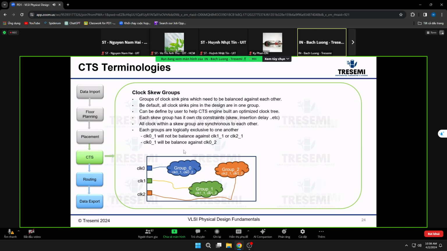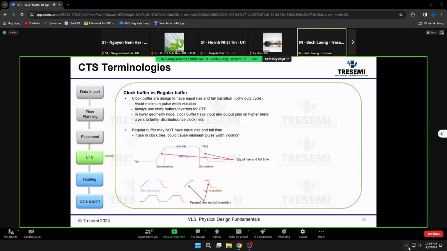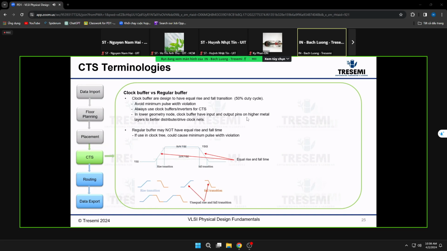All right, let's go on to the next one. Clock buffers versus regular buffers. I think you understand the regular buffer. The clock buffers are designed to have equal rise and fall, meaning a 50% duty cycle. If the rise and fall are equal, like this, this is rise, fall, the clock buffers are designed to be that. The regular buffers, however, are not, so they may have unequal rise and fall.